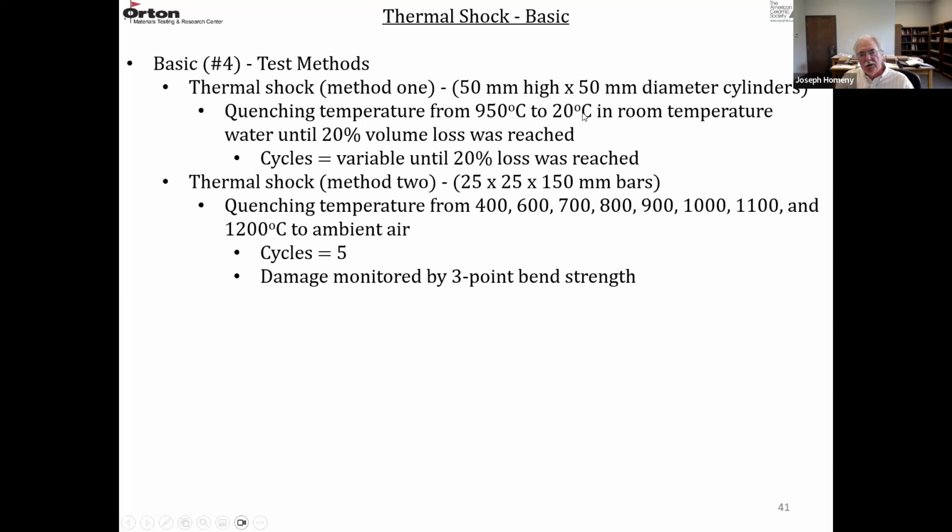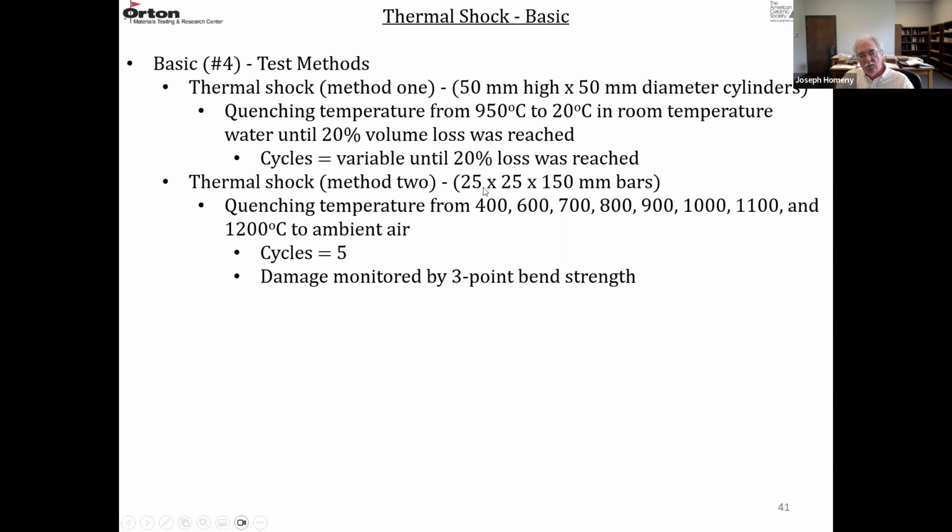And they keep quenching these cylinders until they reach a 20% volume loss. So the number of cycles was variable until 20% weight loss was reached. This is one way to do a thermal shock test. It's more qualitative, it's not quantitative. The second method is more quantitative because you could put a number on it through a bend strength.